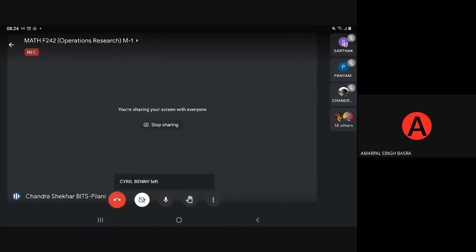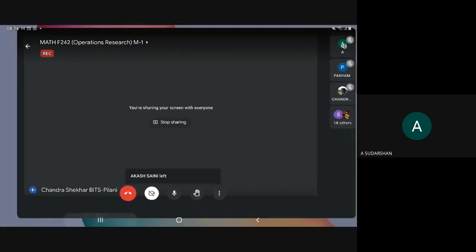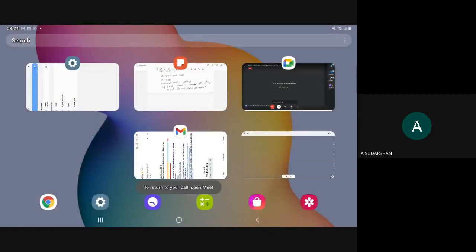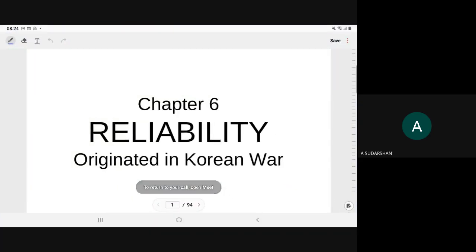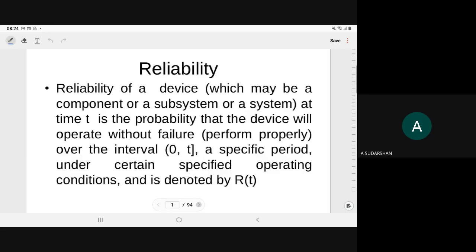Yes, sir, when an instrument is said to be reliable, we can assume that the measurement given by it is accurate. No, first of all, reliable means it is working, it is functioning. Accuracy is a different thing. We are talking about the working.